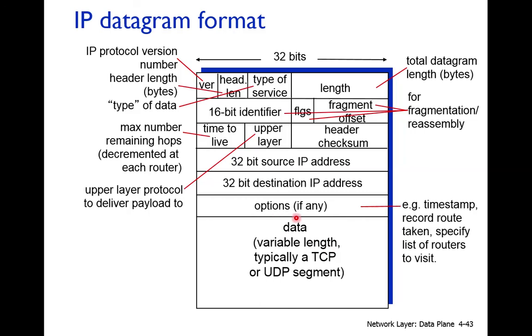Option means that you can choose whether to include it or not, and it can include a timestamp. Timestamp means the time when the packet was generated at the source, for example 10 o'clock. It can also contain the record route: when the packet is forwarded, each router can keep its own IP address. So when it is received at the destination, the destination comes to know which routers forwarded this packet, and so on.